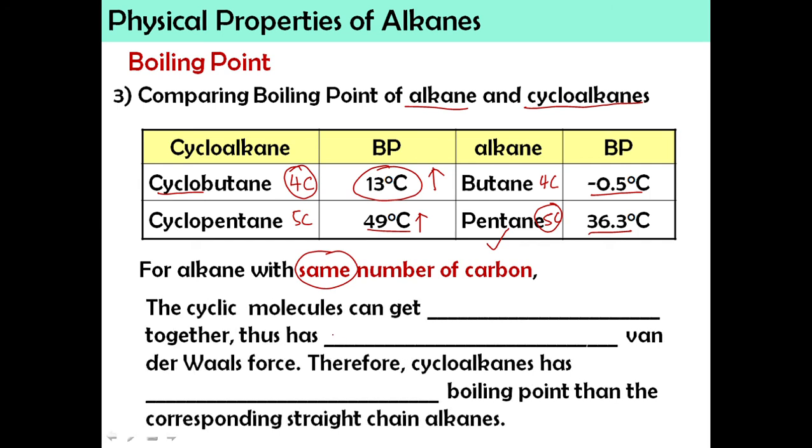So, for alkane with the same number of carbons, cyclic molecules can get closer together, thus has stronger van der Waals force. Okay, jadi ini kenapa dia lagi tinggi compare to butane? Sebab dia lagi kuat van der Waals force. Because it can get closer together in a molecule. Therefore, cycloalkanes has higher boiling points than the corresponding. Okay, nampak perkataan dia dekat sini? Corresponding bermaksud mesti number of carbon yang sama. Okay? So, hopefully boleh faham.